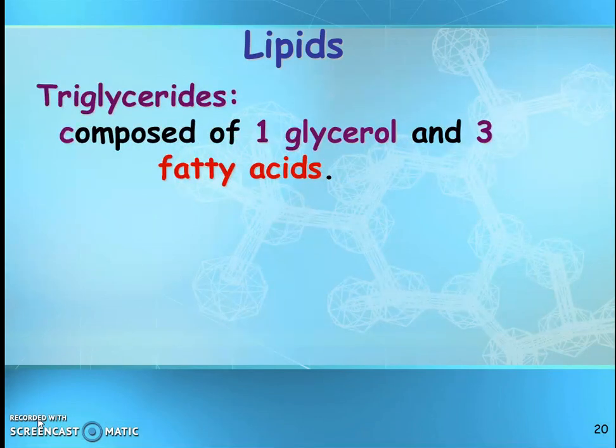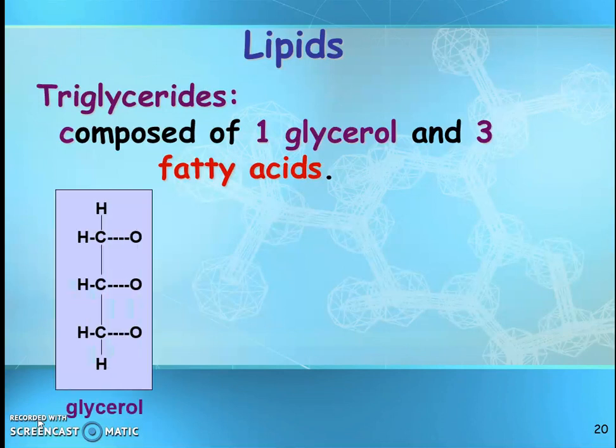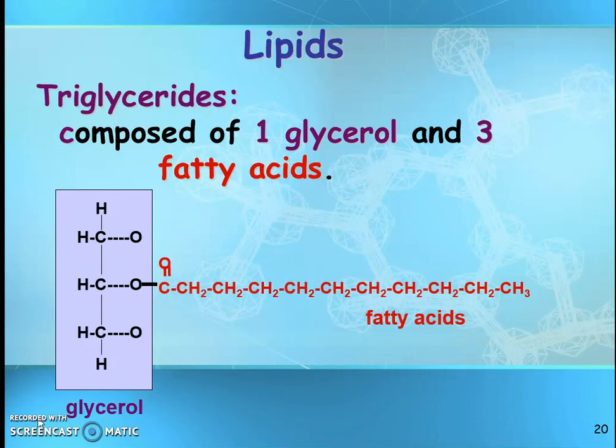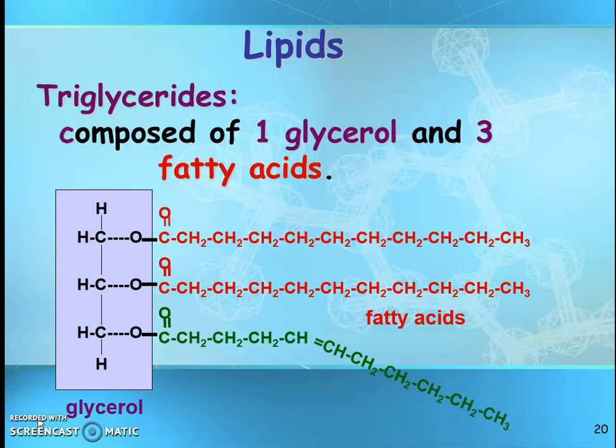The lipids which are triglycerides are composed of 1 glycerol and 3 fatty acids. If you look at this structure, which is a glycerol, it's attached with the fatty acids. There are 3 chains of fatty acids attached to the glycerol, and they make a triglyceride. So why do we say triglyceride? Because there are 3 chains of fatty acids attached to the glycerol.